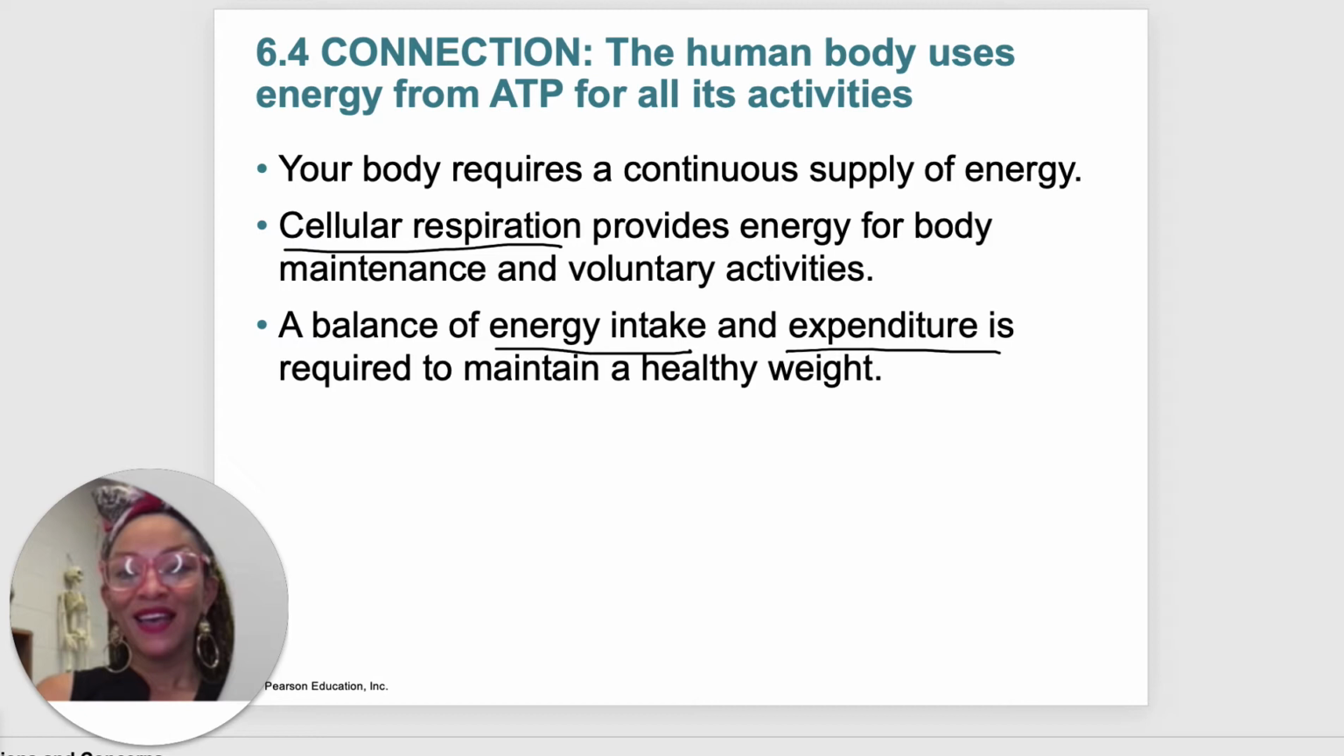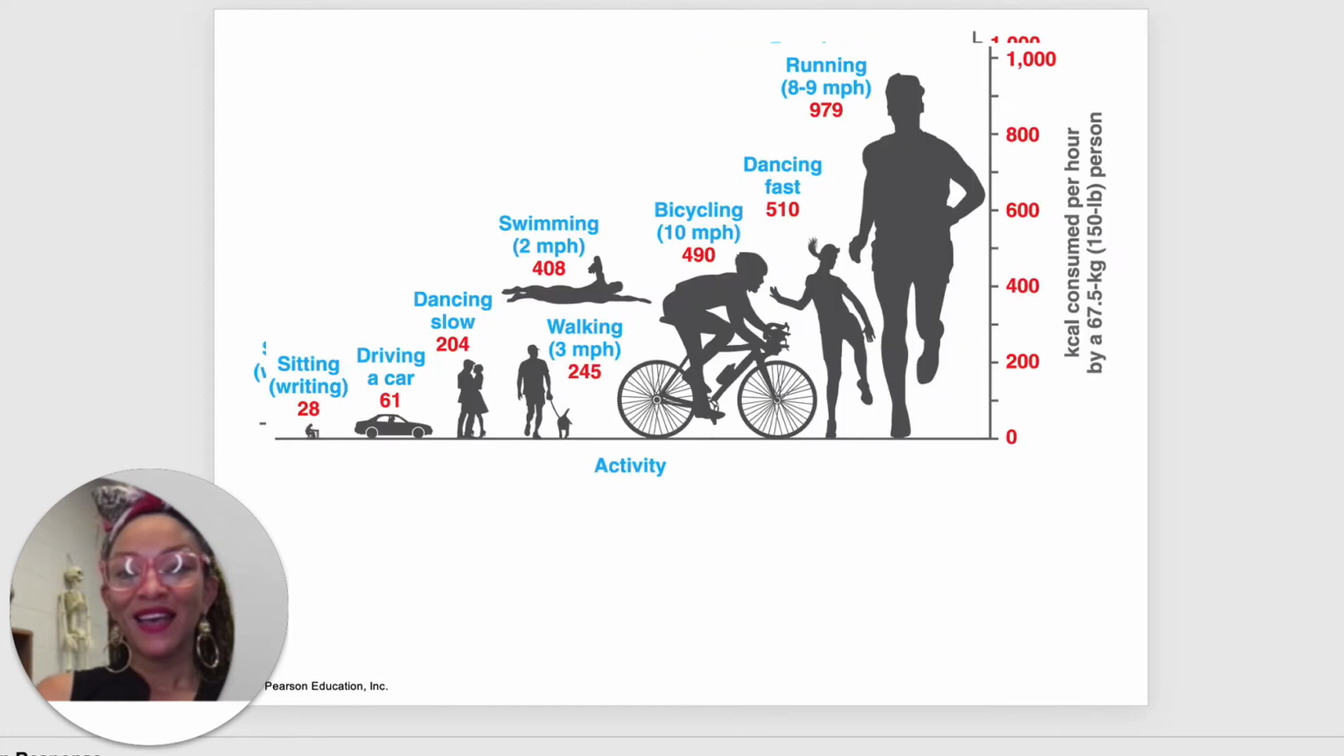You may have heard that what goes in has to be taken out as well. So try to burn or use as many energy calories as you've taken in during the day to help maintain weight. Here are some examples of activities and how many calories they have the potential of burning per hour. Sitting and writing, like you're doing maybe right now, studying, writing notes, actually burns calories. It takes a lot of calories to concentrate and to remember things. Then driving a car, dancing, walking, swimming, bicycling, dancing fast, and then running.